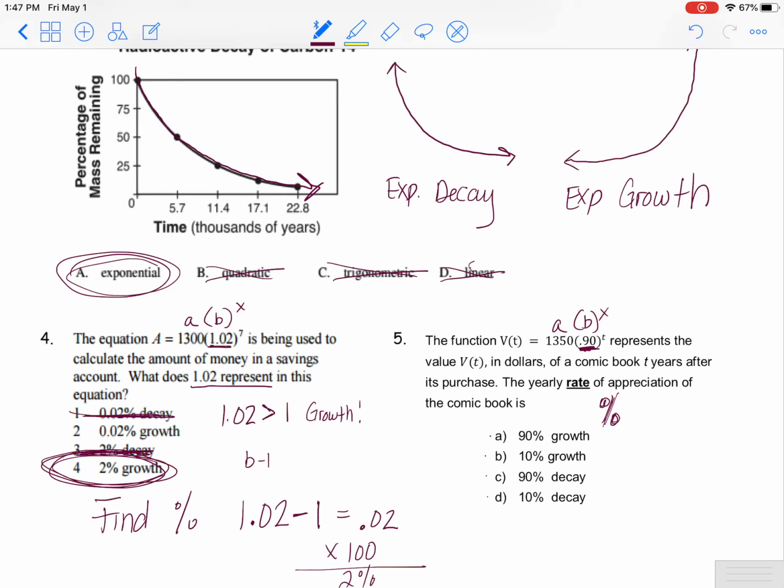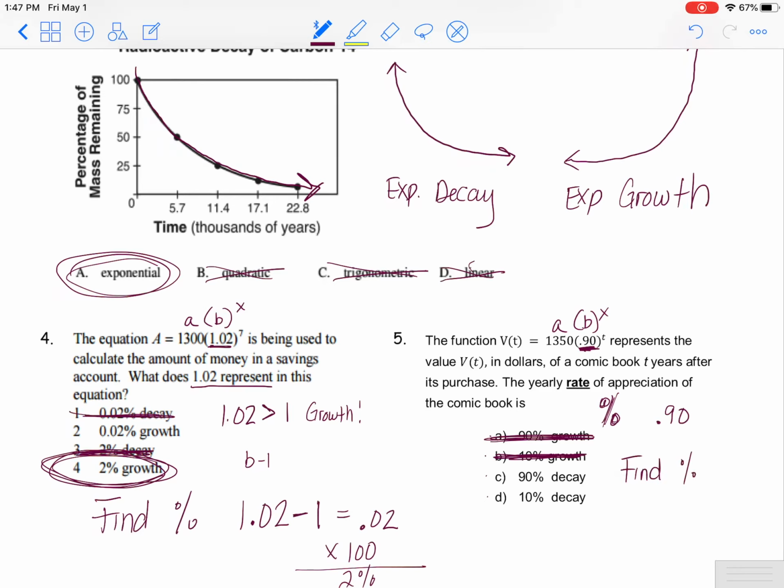So if I take a look at that, look at the number inside. Is that growth or is that decay? Well, 0.9 is definitely not bigger than 1. 90 cents is not bigger than $1. So I know this is not growth.